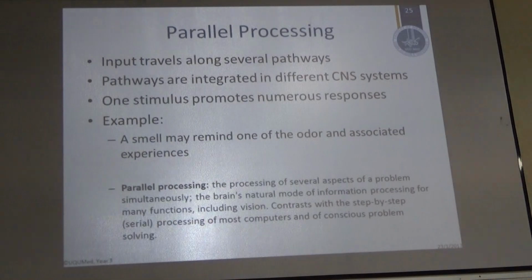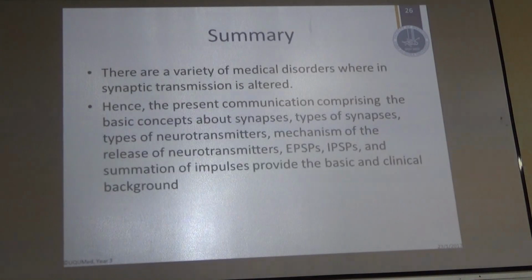In opposite, step by step, you remember one function is formed, second function is formed in series. So that is different, and it's called serial processing, the processing of most computers and conscious problems. Okay, so you can think about the brain and computer, the difference, and you read it more, tell me if you don't understand, but these are easy. And this is just an extra summary.